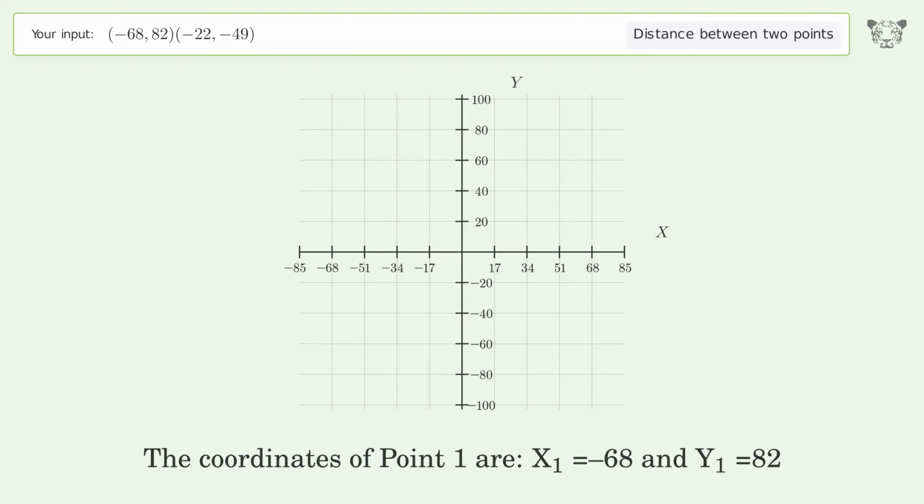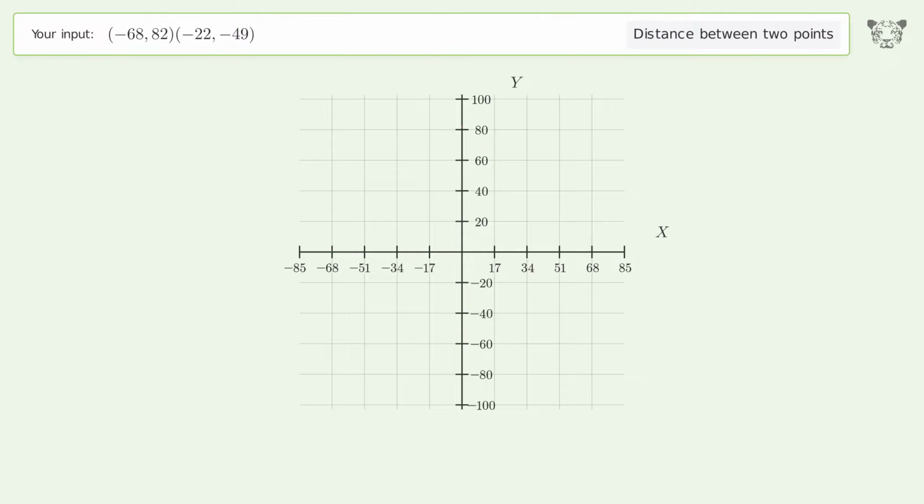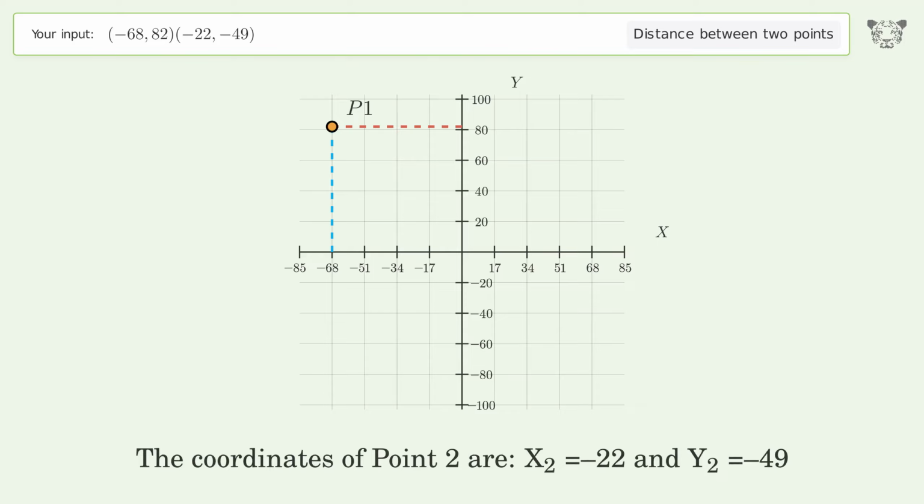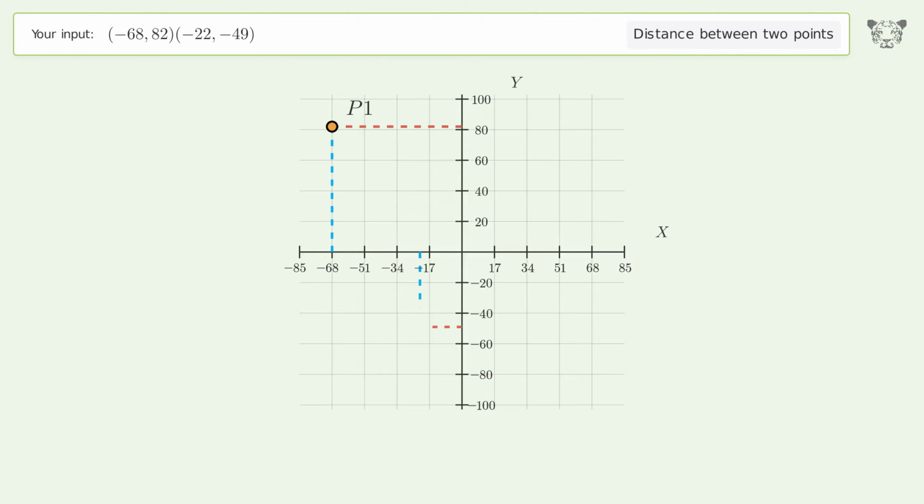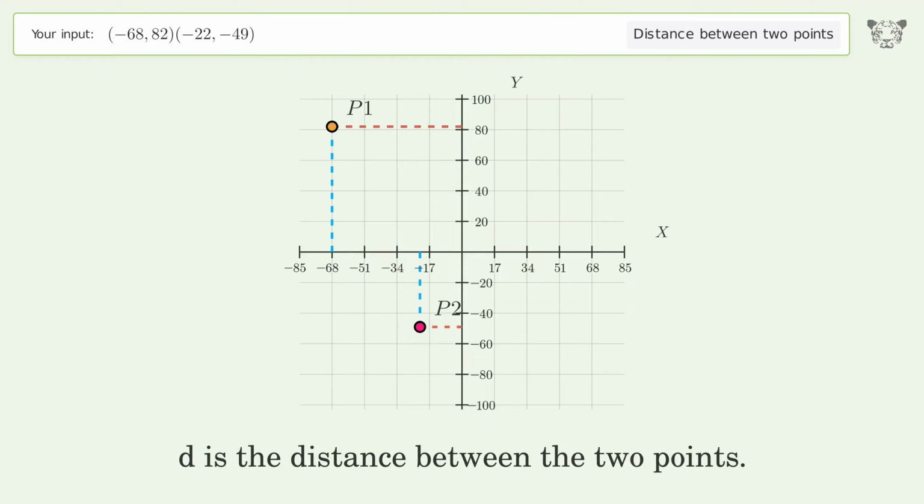The coordinates of point 1 are x1 equals -68 and y1 equals 82. The coordinates of point 2 are x2 equals -22 and y2 equals -49. D is the distance between the 2 points.